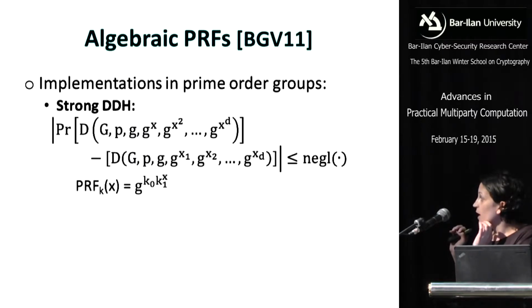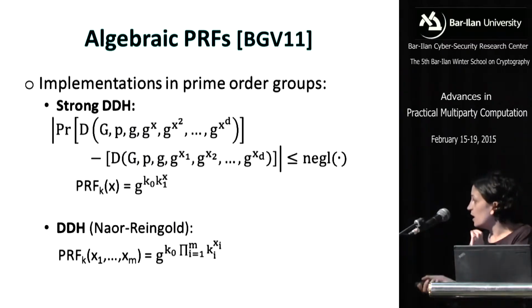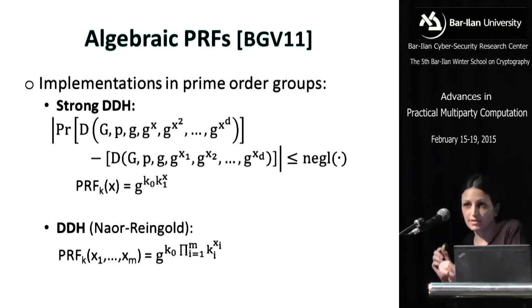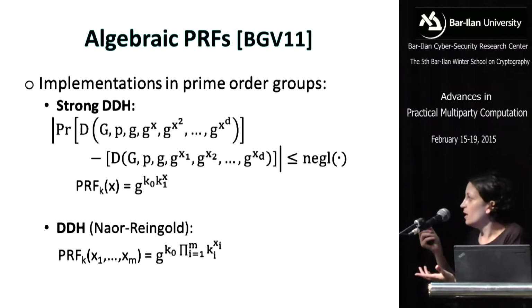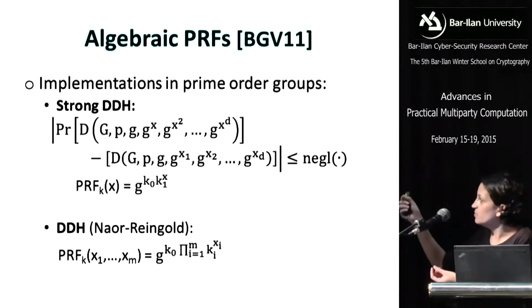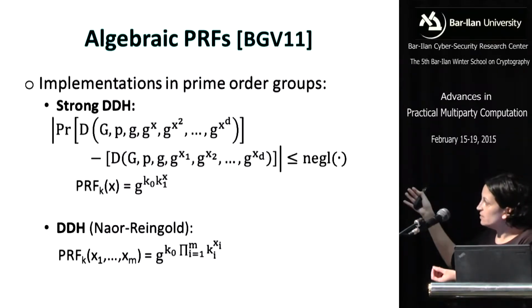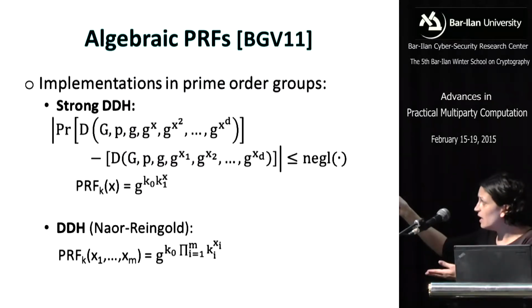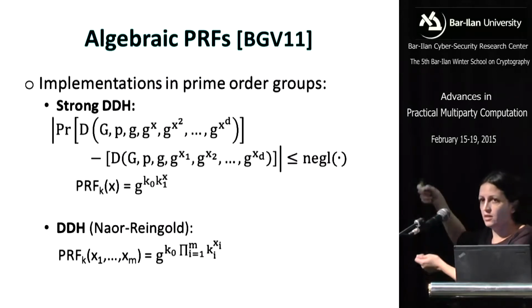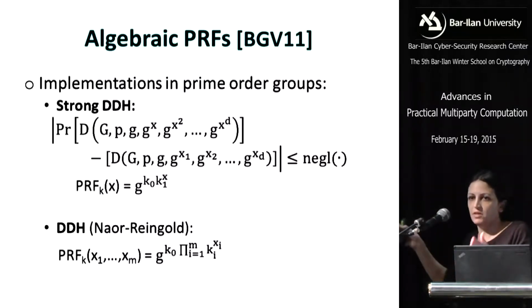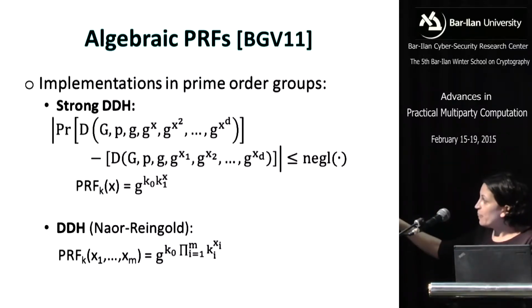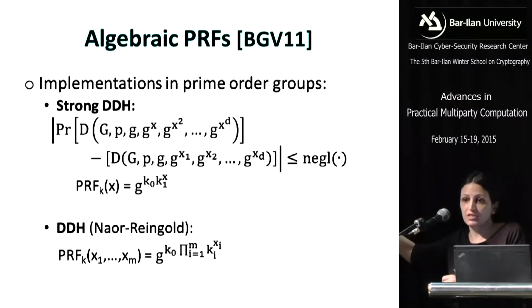I will consider two hardness assumptions here. This is the strong DDH assumption, which is a less standard assumption, and also a dynamic assumption. There is some parameter d and a bunch of elements, and the distinguisher cannot distinguish between g to the x, g to the x squared, and so on, from g to the x_1, g to the x_2, and so on, where these values are picked at random. And the PRF below the assumption is essentially the PRF that we will be using for these algebraic properties.